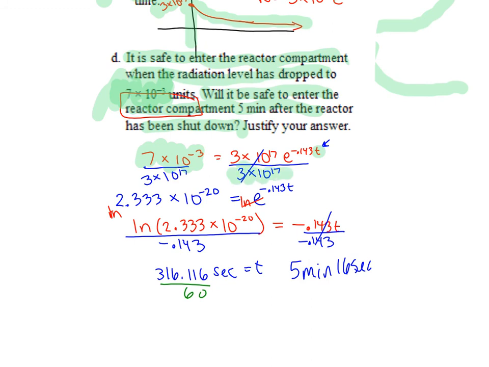Divide both sides by 3 times 10 to the 17. And then you're going to end up with this on the left-hand side. Natural log both sides to get rid of the e. And then you end up with, there it is, 316.16 seconds. We're asking 5 minutes, so find out what that means, because is it safe to go 5 minutes after the reactor shut down? So you divide by 60, and you end up with this.